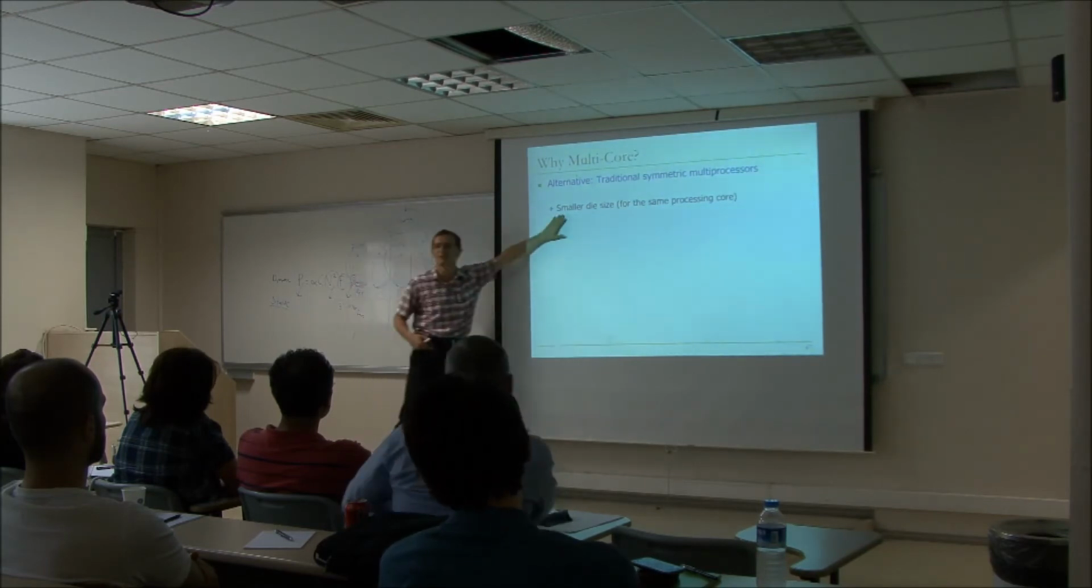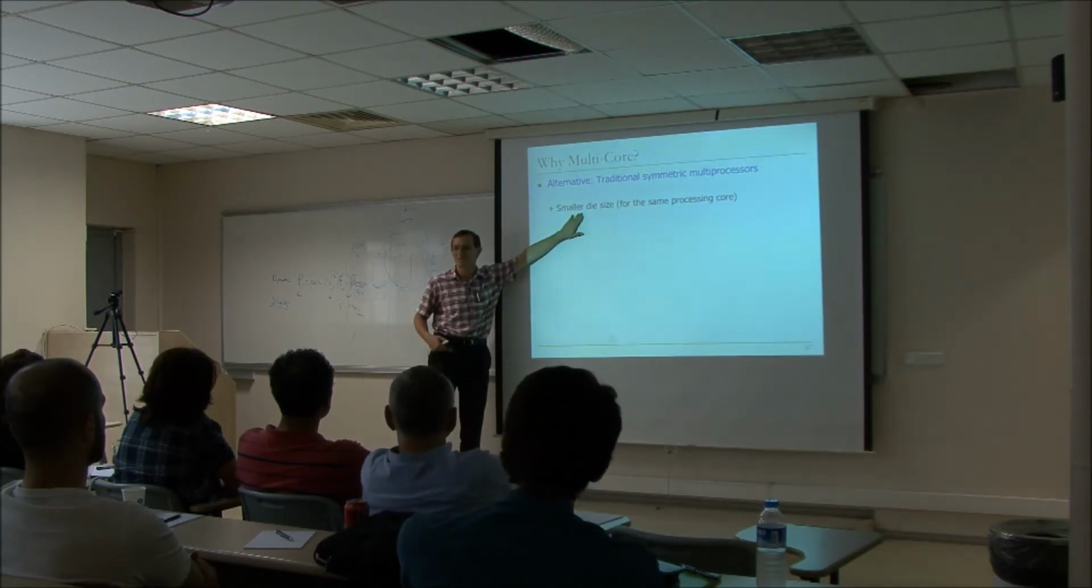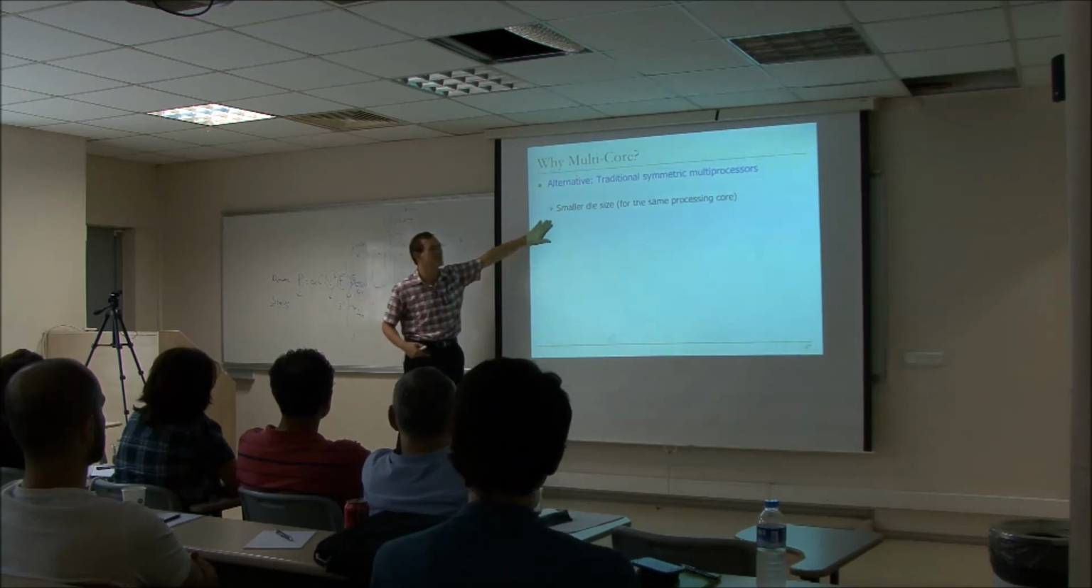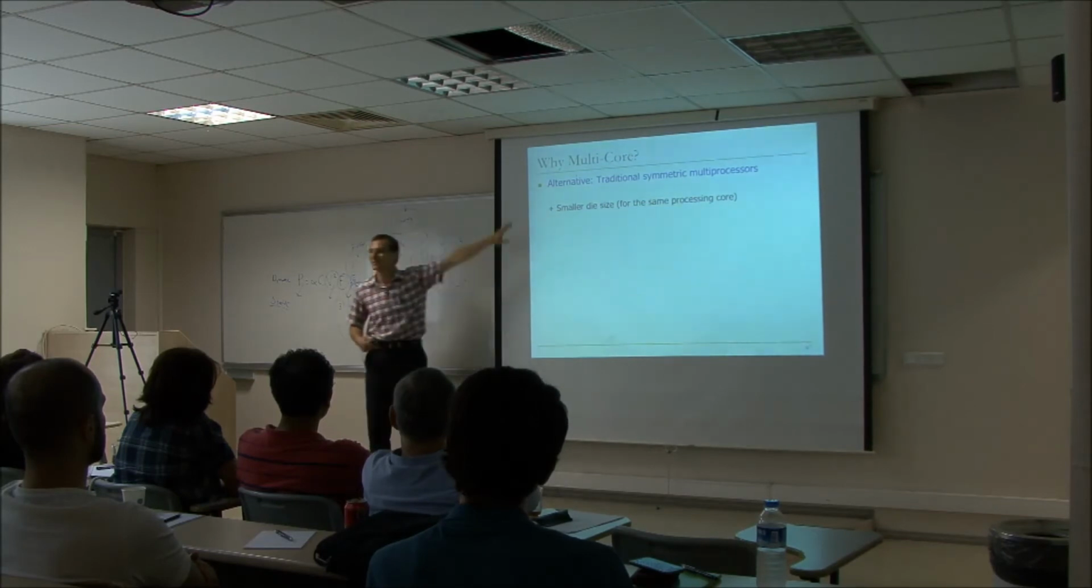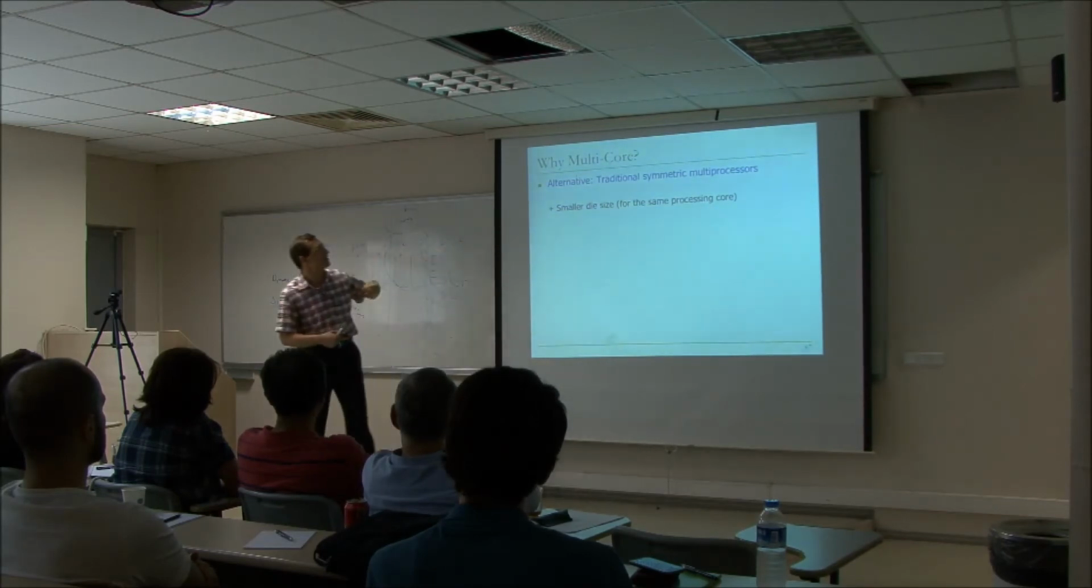Now there are a lot of things that go into this, and I will not be able to do justice by talking about all of them in 5 minutes. But this seems to be a very nice proposition. So why don't we do this? What is the advantage of multi-core over these traditional symmetric multiprocessors?